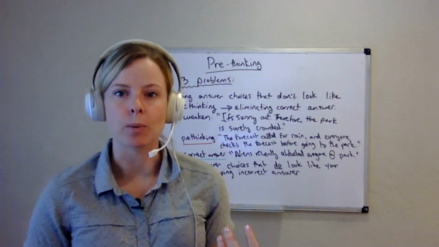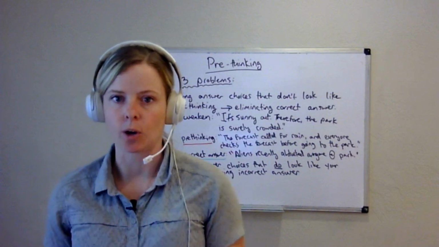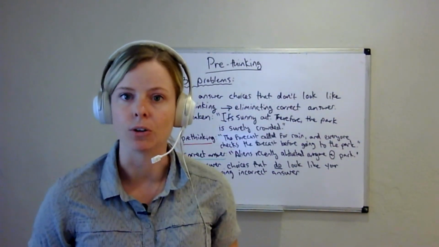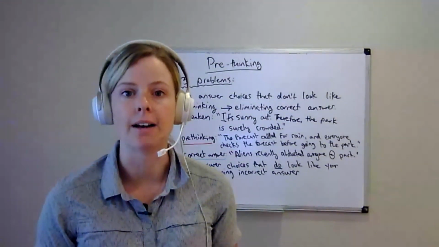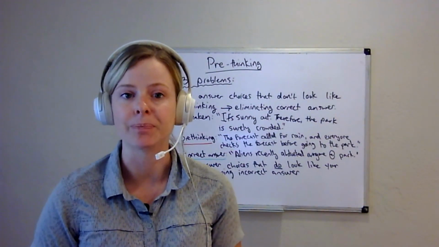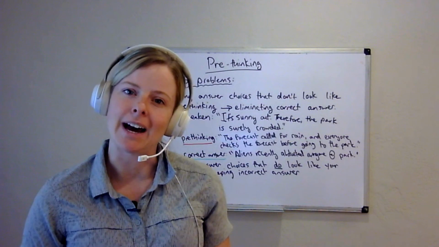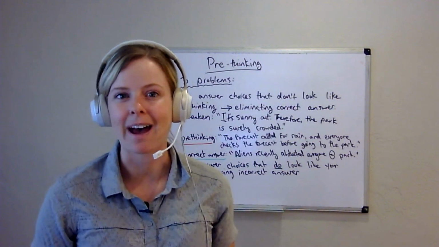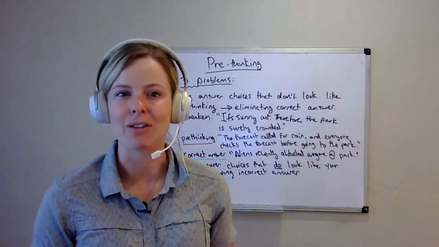Pre-thinking is basically when you read through a passage, you look at the question, and then you come up with your own answer of how you would strengthen or weaken or whatever it is that you're asked to do in that question. Some of this is going to happen naturally. As you're reading through, you might notice, ooh, okay, here's this huge gap in the argument. Maybe it has something to do with that.